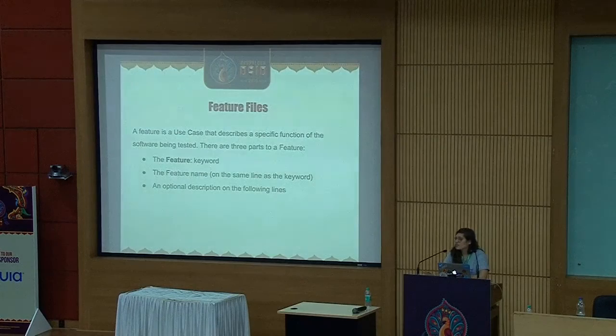In feature files, we first have something called Feature, which is the keyword used to identify the feature. And in the feature, we write down only a few lines of normal English which explain what this file is going to do. Then we have a few lines describing the file, and then we have the scenarios outlined.